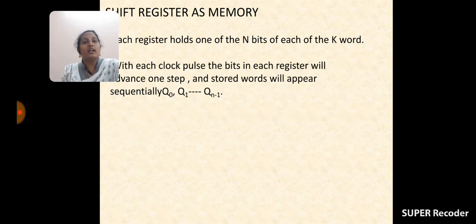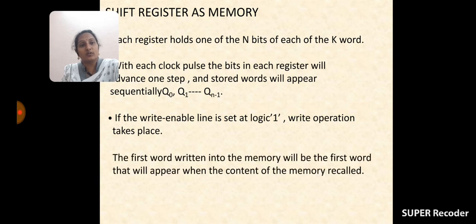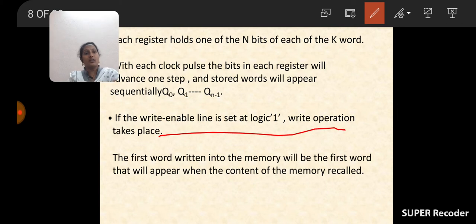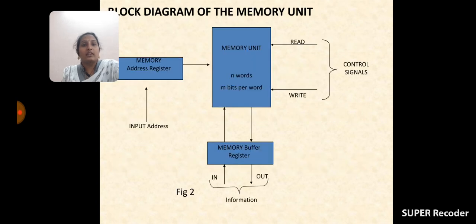With the write enable line set to 1, only then does the write operation occur. Write means the data is entered into the memory. If the write enable signal is equal to 0, the contents must be retrieved from the memory. Is it clear? If write enable is reset, at logic 0, the data must be retrieved or recalled from the memory. And here is the block diagram of the memory unit.